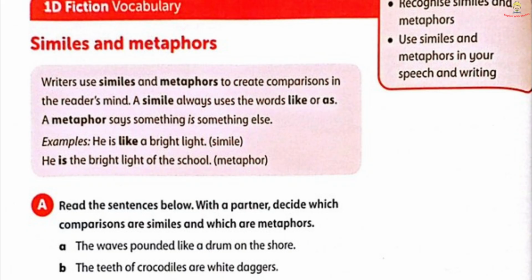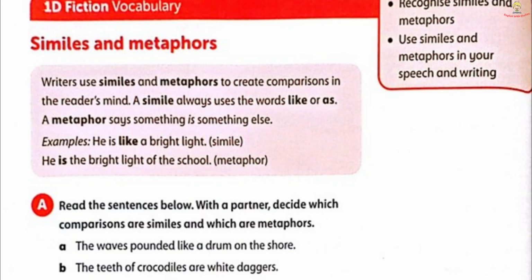For example, he is like a bright light. This is a simile because here we use the word like and we compare he with a bright light. But in another sentence, he is the bright light of the school. This is a metaphor because we directly compare he with the bright light. Although he is a human being and light is a totally different thing, we make the comparison because of one characteristic, one commonality between two things. That's why we make comparison here.